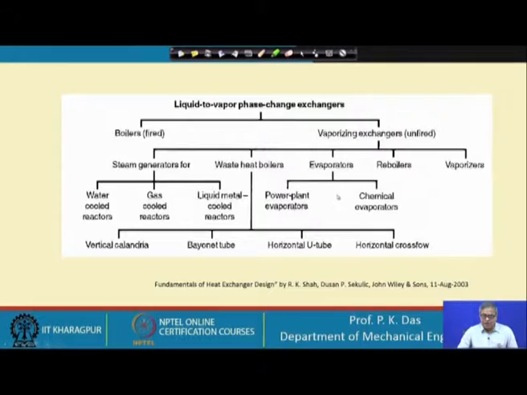Then there could be evaporators: power plant evaporators, and chemical process plant evaporators. Then reboilers and vaporizers are there, and falling film evaporators are there. So this is a classification which is not, I should say, very complete, but it gives an overview of the different kinds of vaporizers and boilers.